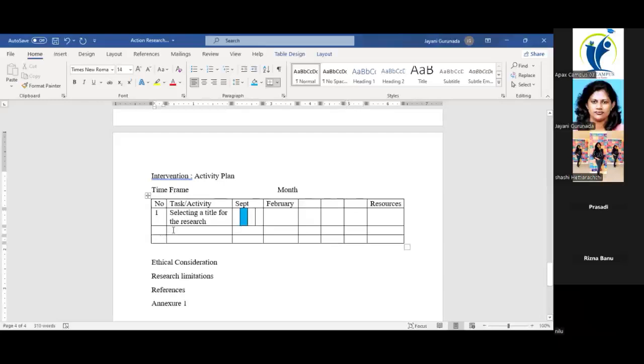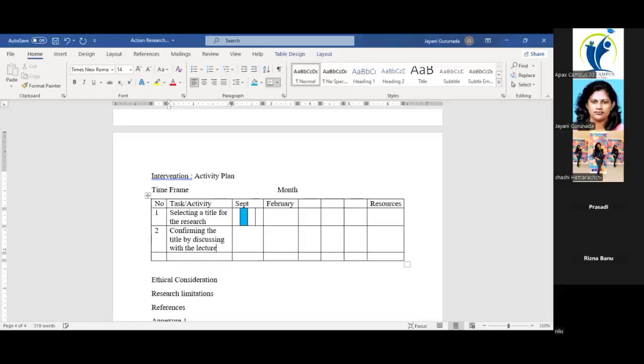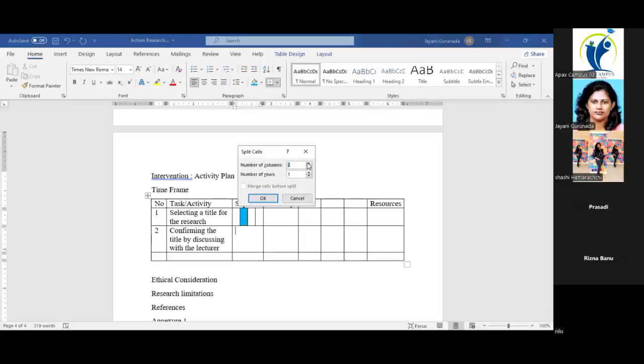Then we'll go to the second one. Number 2: discussing and confirming the title by discussing with the lecturer. Right, so then maybe you have been doing it. Maybe you have done it during this week. Right. Then the third one.